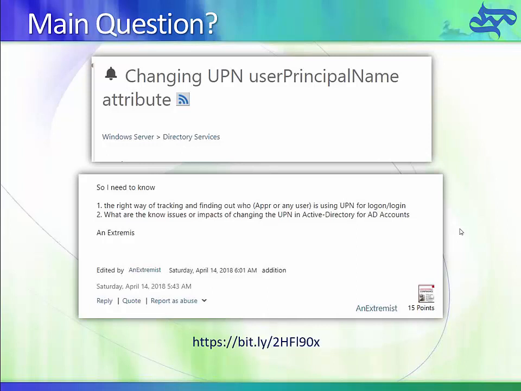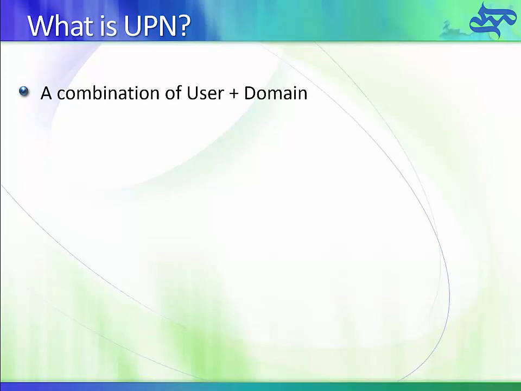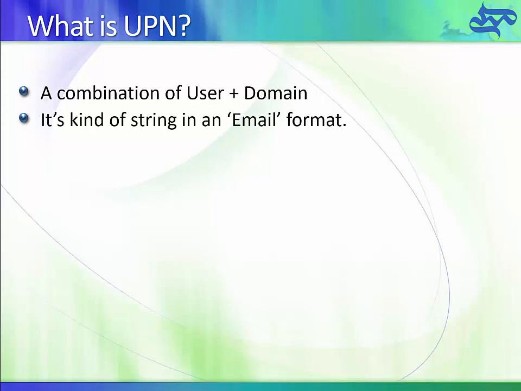Okay, UPNs, here we come. Okay, first things first, what is a UPN? A UPN is a combination of user plus domain. And also, it is a string in an email format. Notice that I'm not saying that UPNs are emails. This is not necessarily true. UPNs are not necessarily emails, but they are always in email format. What do we mean by that?